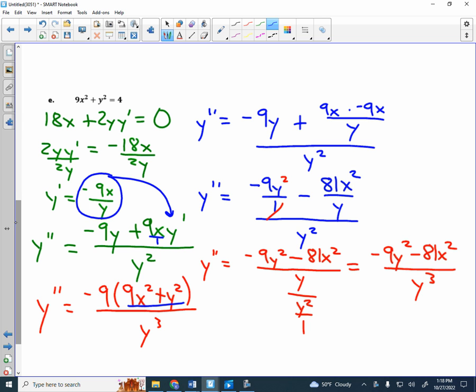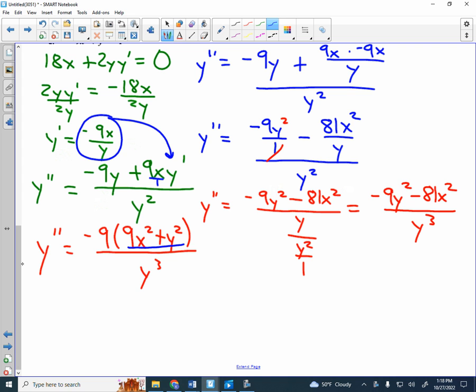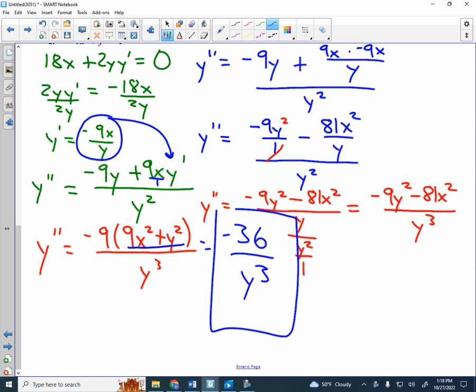And what is the original function equal to? 4. So what can you plug in for that? 4. So we get negative 36 over y cubed. Look at that. It turns out that all these kind of crazy hyperbolic functions, ellipses, they all work out like that. Be ready for that kind of a problem. I want to see that you can take that second derivative. You can do it, okay? Good job.